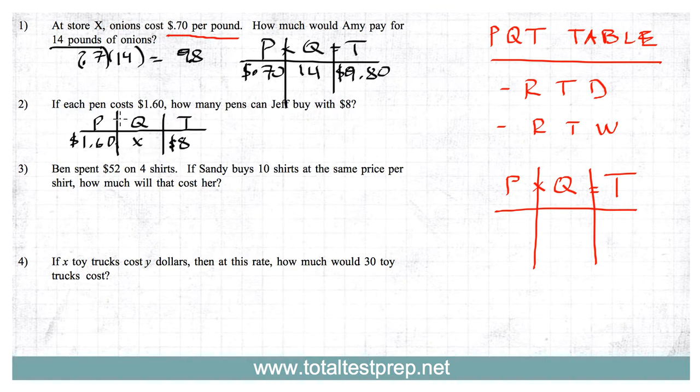To find the quantity, remember that price times quantity equals total, so we can set up our equation: $1.60 times x is equal to 8. We'll divide both sides by 1.6, so these cancel out. When you're dividing by a decimal, a good thing to do is multiply by 10 as many times as necessary until you get rid of the decimal. Multiplying by 10 moves the decimal to the right, so we have 80 over 16.